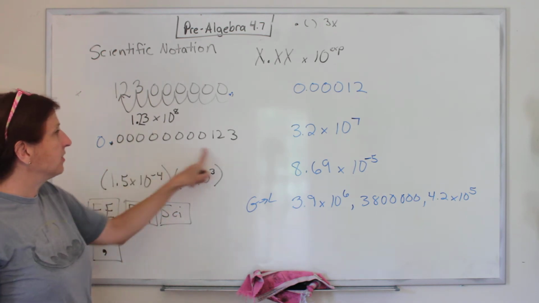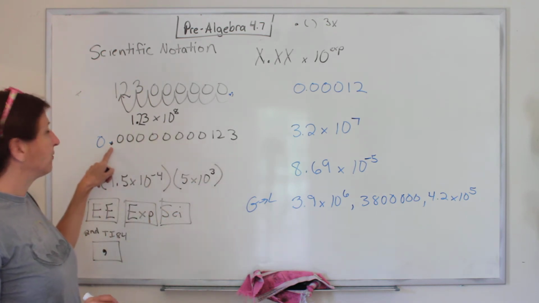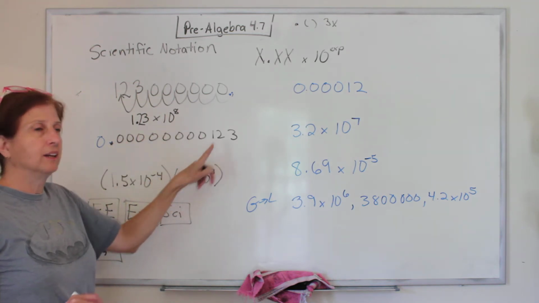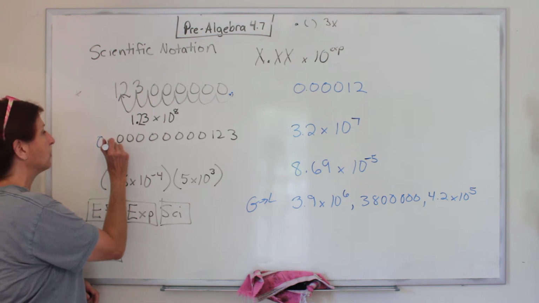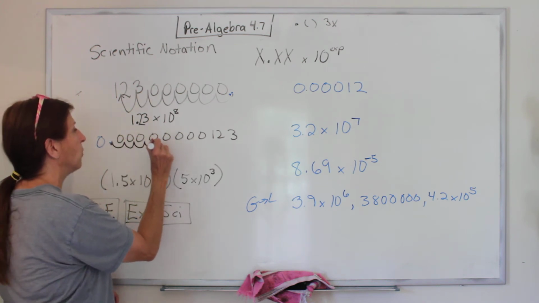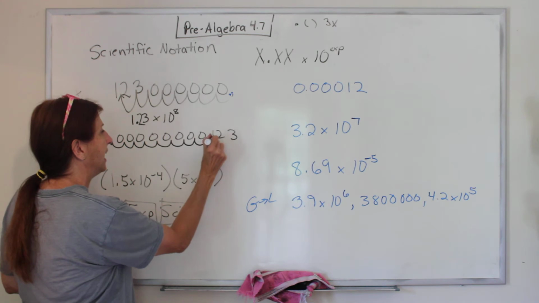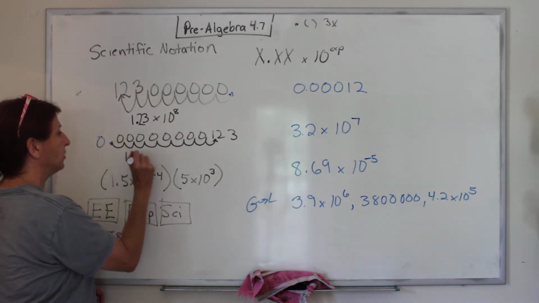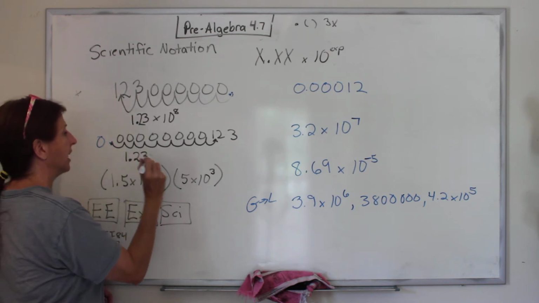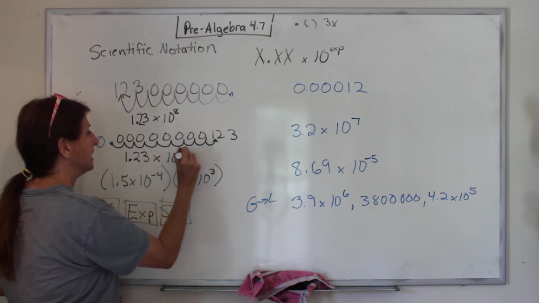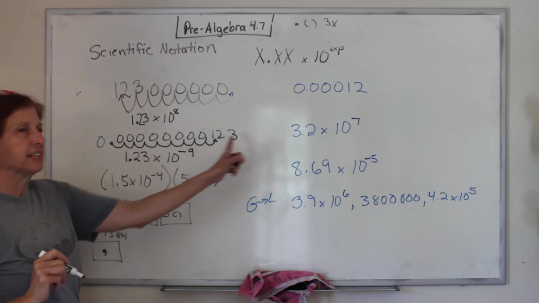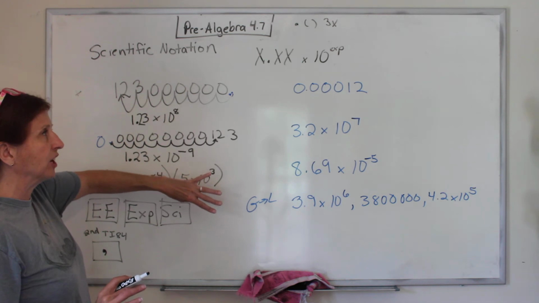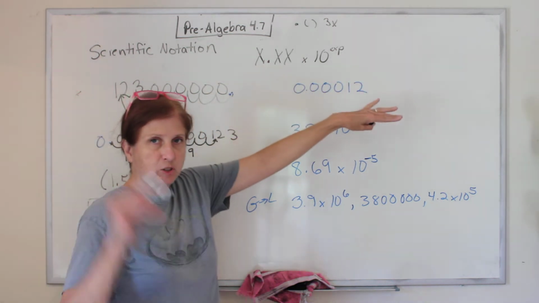Alright, so let's do this one. So here is my frog. He's got to hop to his proper place behind the 1. Okay, let's count how many times he hops. 1, 2, 3, 4, 5, 6, 7, 8, 9. So this number is 1.23, he's in his right place now, times 10 to the negative 9th, because this was a little bitty number, so it's a negative exponent. We're going to do that in a second. We're going to do some other things first. We're going to practice some more and come back to that.